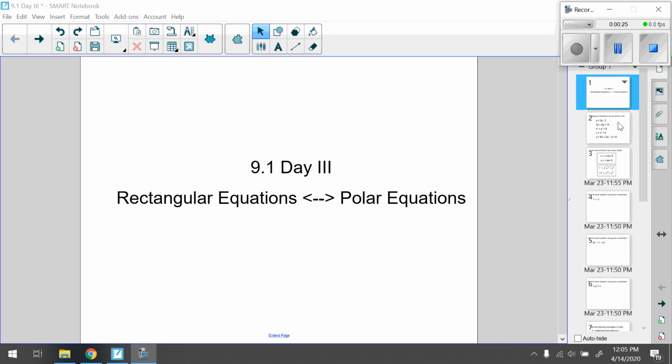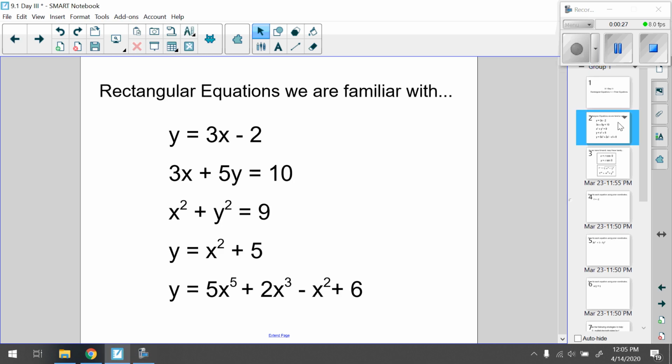For starters, let's remind ourselves what rectangular equations are. Rectangular coordinates and rectangular equations are what we've been studying over the last several years. So when I think of rectangular, think of x's and y's. And so here are some familiar rectangular equations.